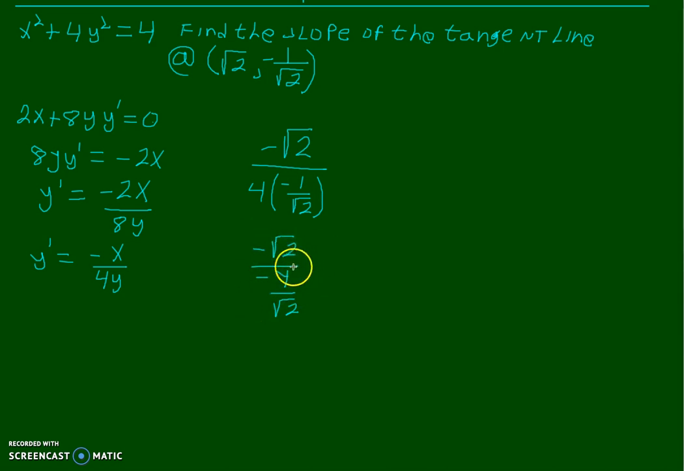And we can convert this from division to multiplication by inverting this. So what we have is square root of 2 times the square root of 2 over 4, which is 2 over 4, which is 1/2. So the slope of the tangent line of this function at this point is 1/2. Let's go ahead and do another one like this, just to solidify our concepts.